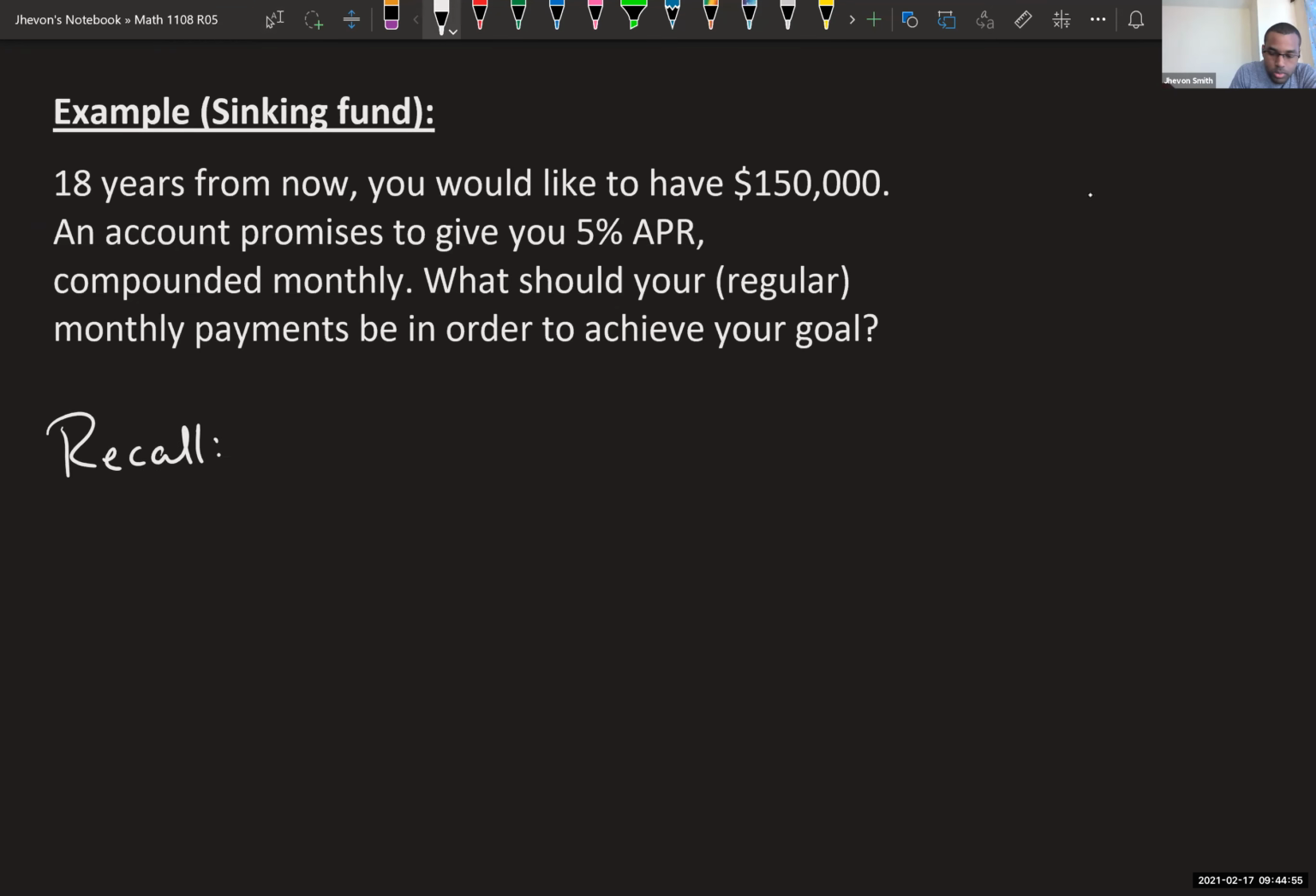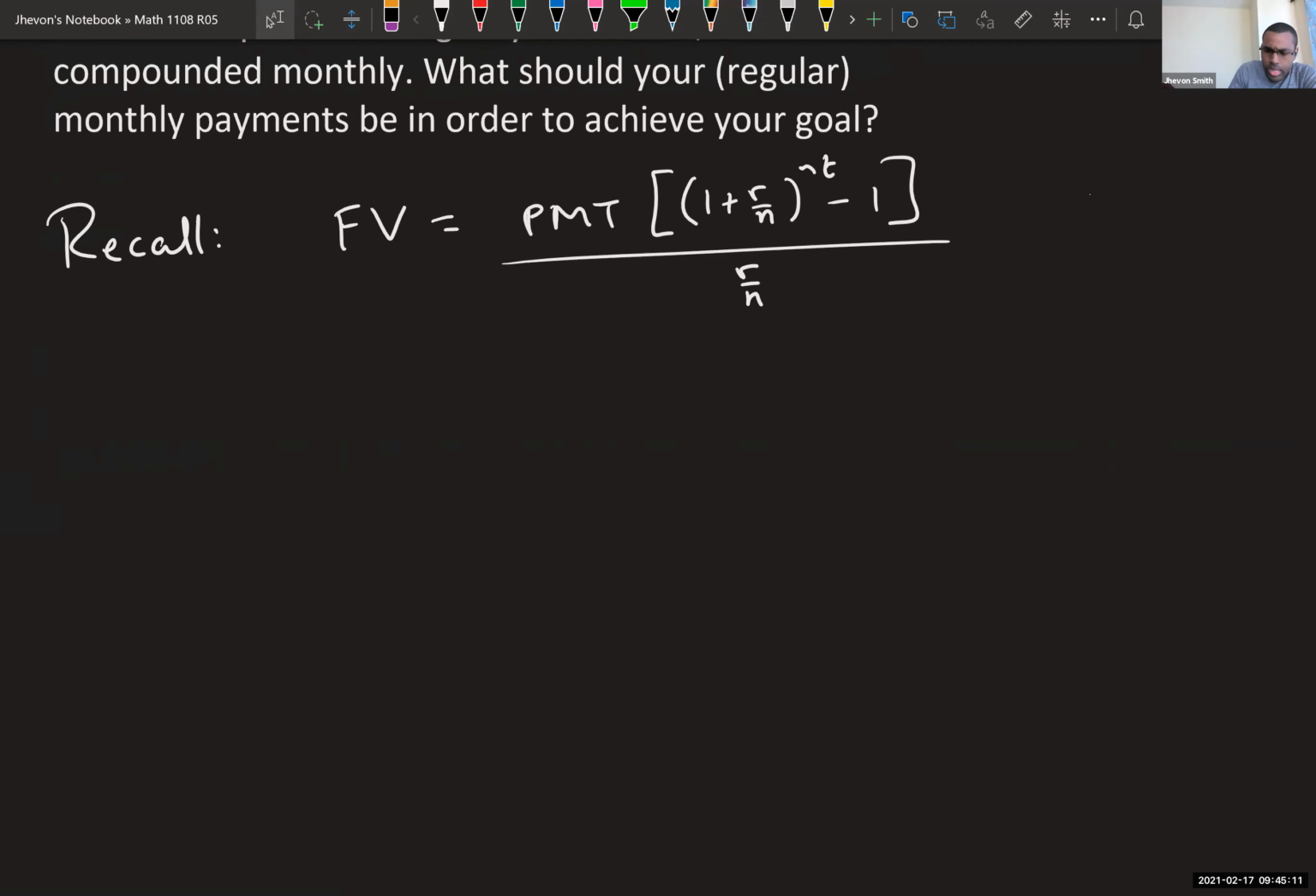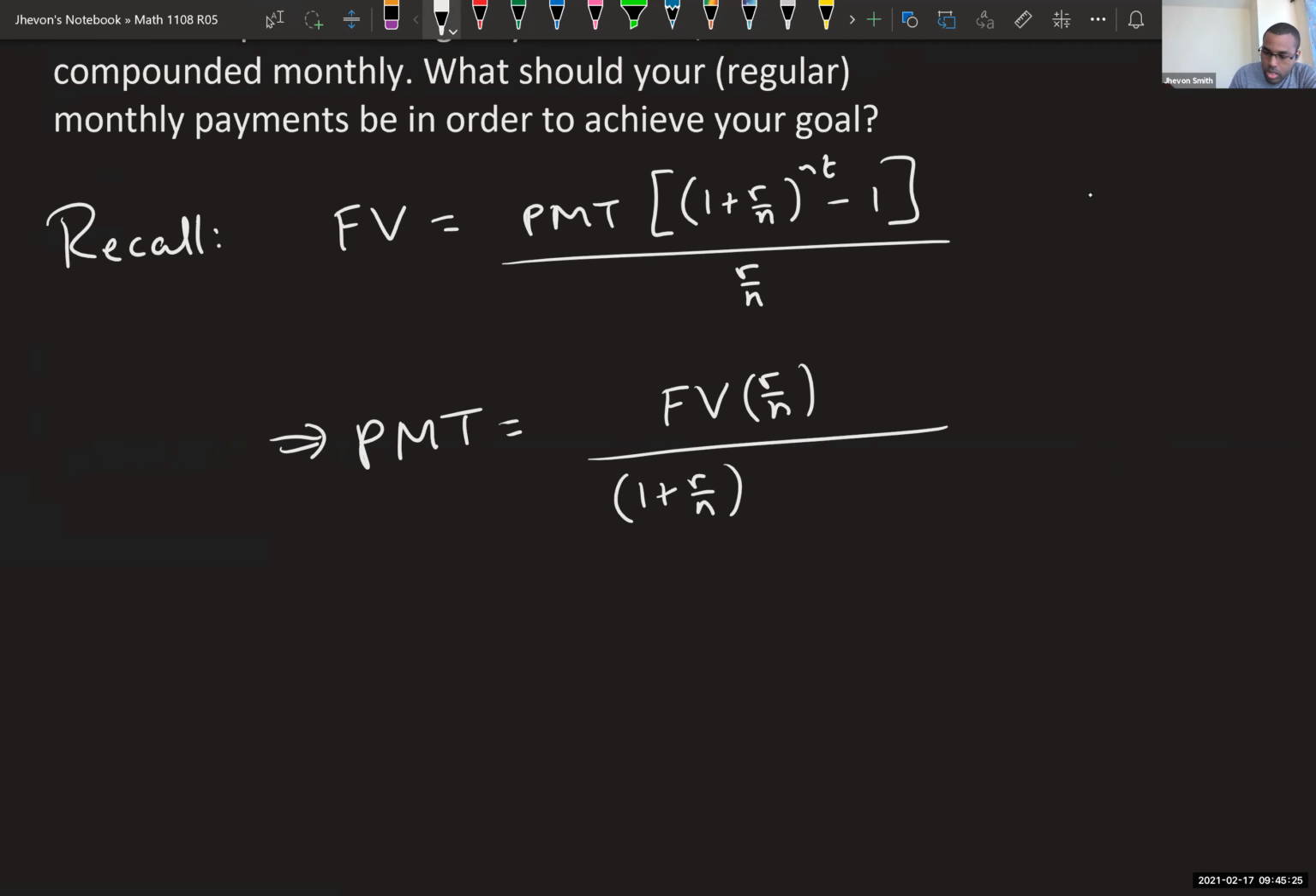Recall, we know that the future value is equal to payments times (1 plus r over n) to the nt minus 1, over r over n. Right, so that's the future value of an annuity. And the thing is, we can actually solve for PMT. So this is going to be FV times r over n, over (1 plus r over n) to the nt minus 1. Okay. So this is what's called the sinking fund formula.